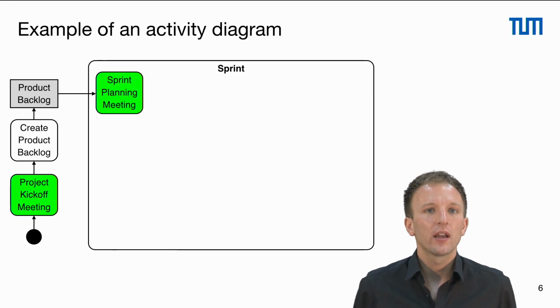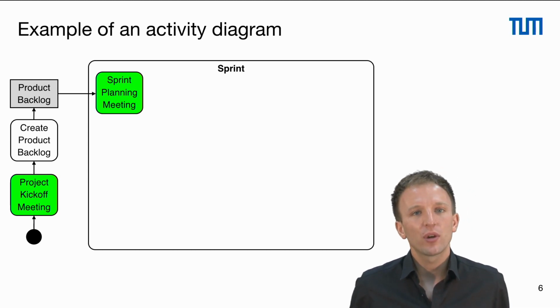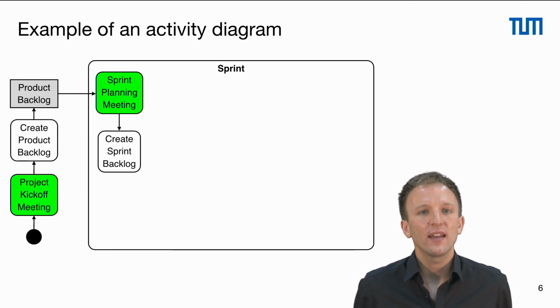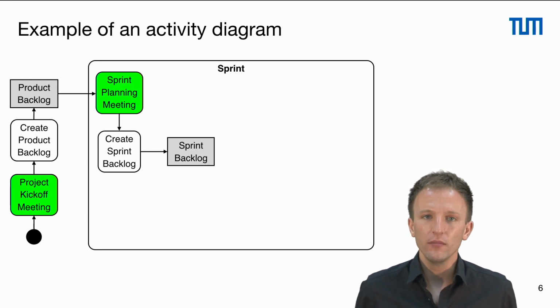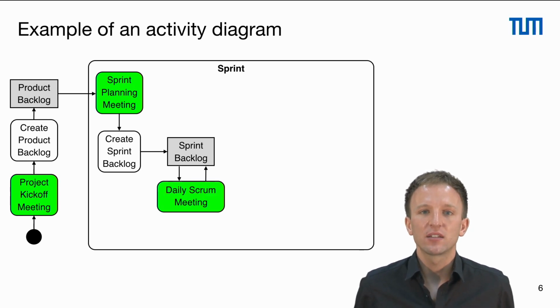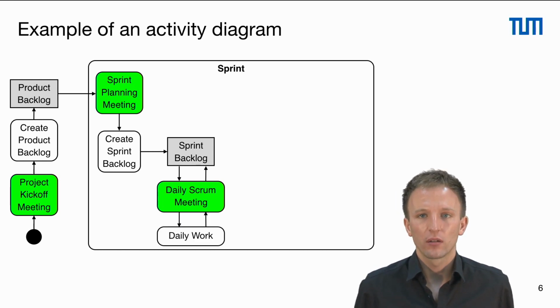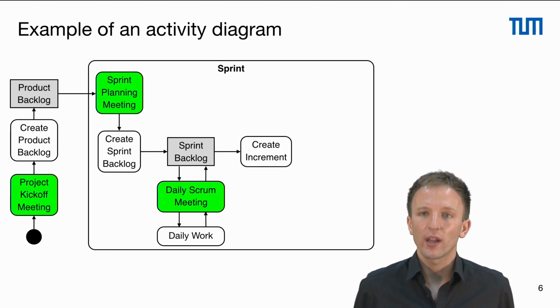Then we start a larger activity that we call sprint that we can decompose into multiple actions. And each sprint starts with a sprint planning meeting where we create the sprint backlog. So we have the sprint backlog object. Every day we have a daily Scrum meeting where we discuss about our daily work. And at some point in the sprint we create a product increment.